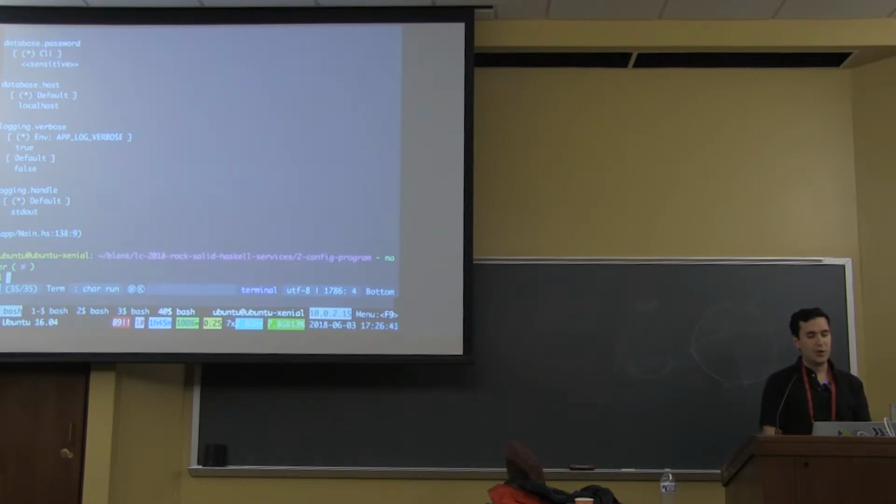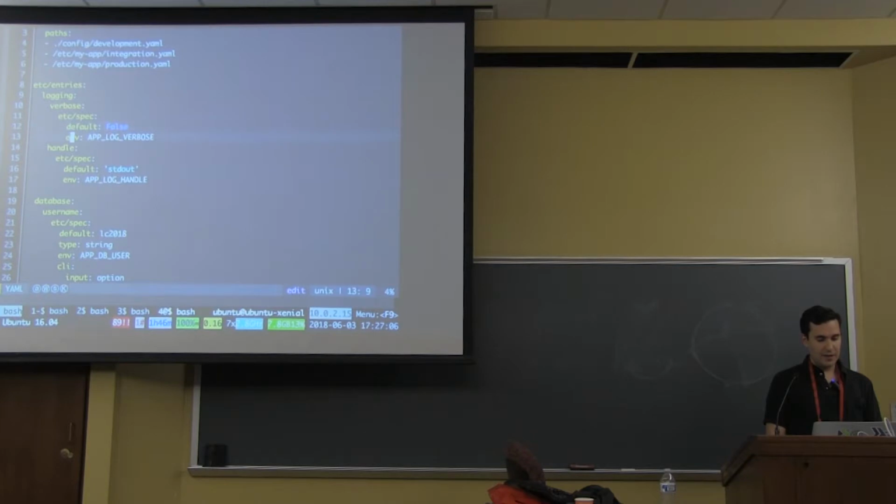Aha. So look at the log verbose entry. What does it say? It says, hey, there's two values. There's a default that has a false, and there's an environment variable called app-log verbose whose value is true. And that star before that means this is the configuration value I'm using. Right? Any questions about that?